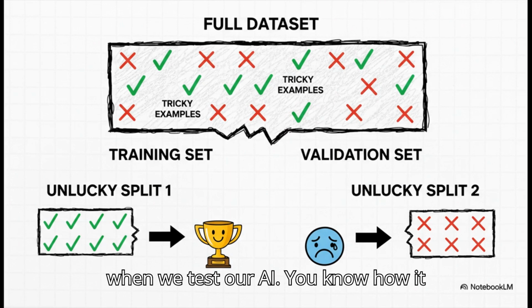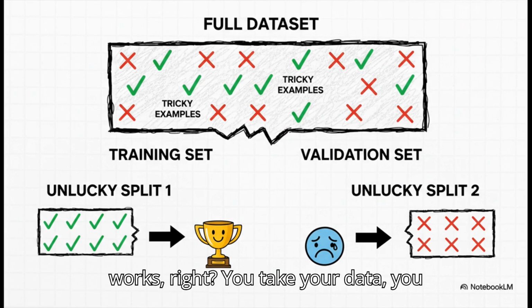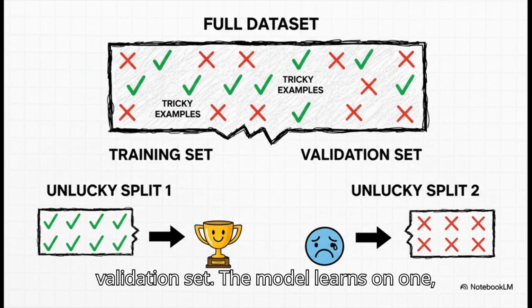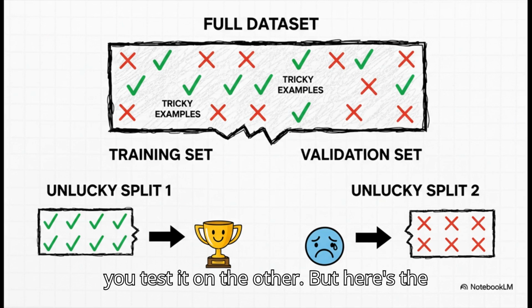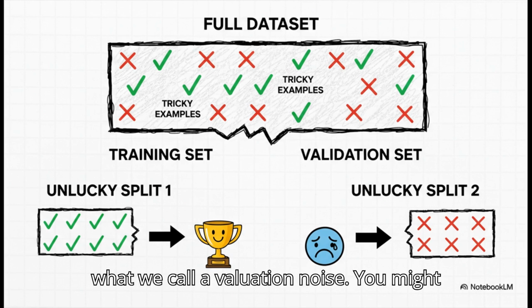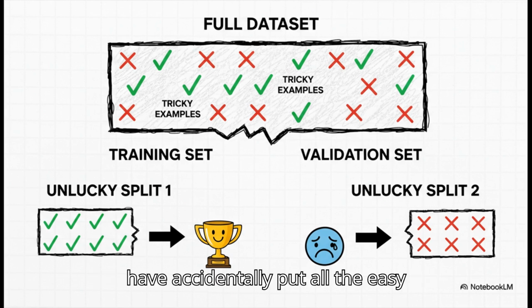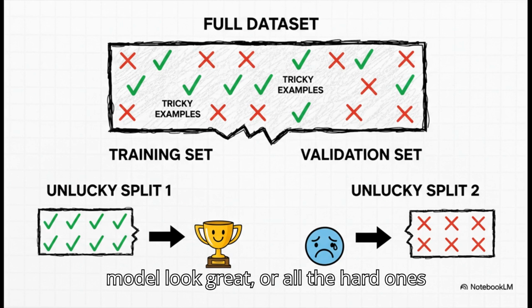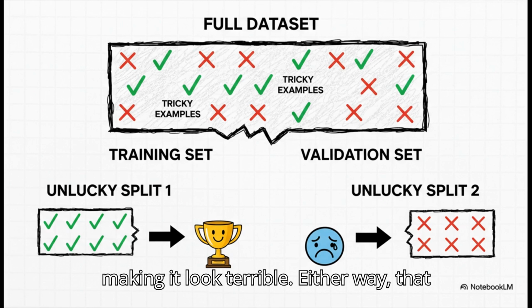You know how it works, right? You take your data, you split it into a training set and a validation set. The model learns on one, you test it on the other. But here's the catch. A single one-time split can create what we call evaluation noise. You might have accidentally put all the easy examples in the test set, making your model look great, or all the hard ones, making it look terrible. Either way, that score isn't the real story.